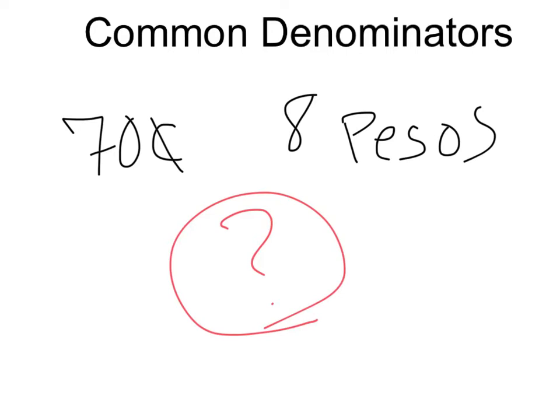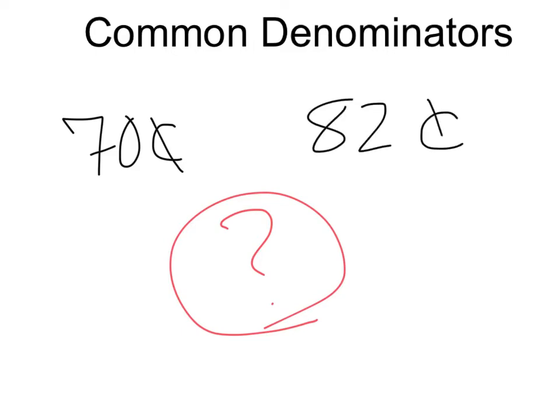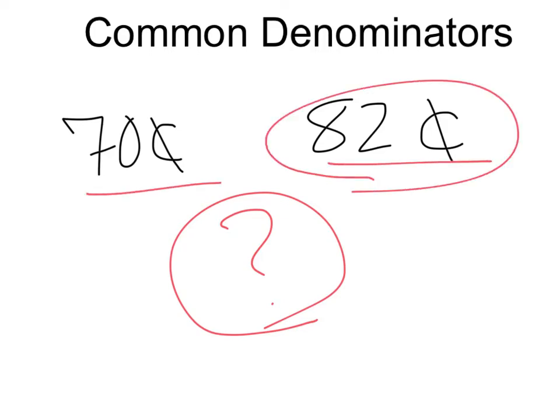It might be much easier if I said who has more money, you who has 70 cents, or your friend who has 82 cents. Well, we know that your friend has more money because 82 cents is more than 70 cents. And that's the idea behind getting common denominators. When you have a common ground, it's much easier to compare things.